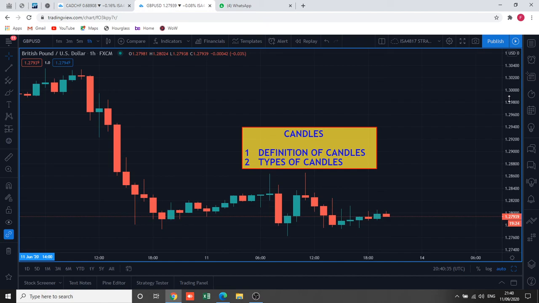So whenever you are buying, you're predicting that the currency is going to gain value. So the more the currency gains value, the more money you make when you're buying.